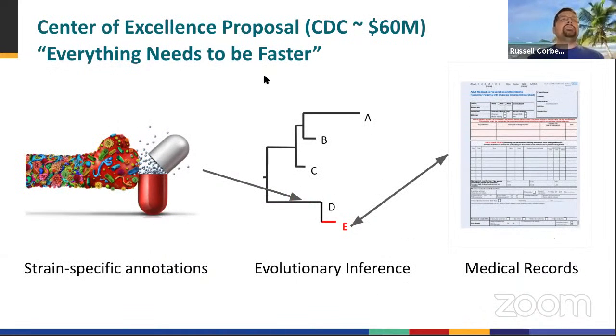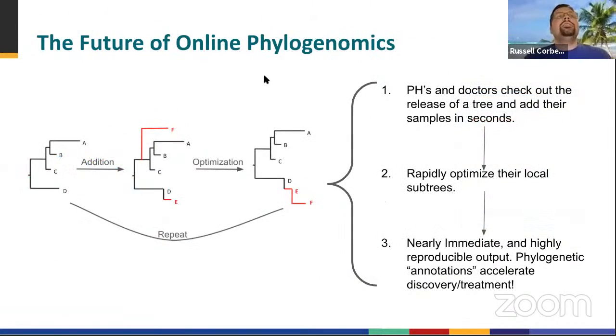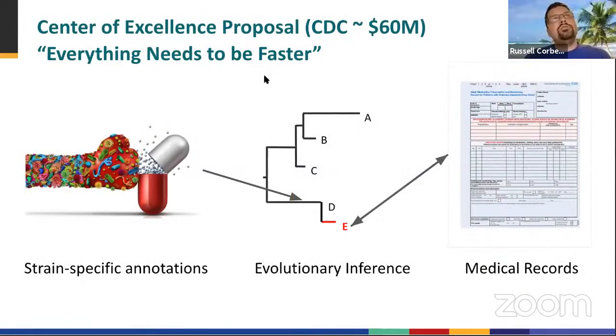So essentially the idea behind this, we're working on right now, is a CDC proposal that I'm tentatively titling "Everything Needs to Be Faster." And so the idea is there are these strain-specific annotations that we'll have. So some are already known, right? For example, in tuberculosis, there are many, many strains that are known to have various different amounts of antibiotic resistance, right? And it's annotated all over the tree. But of course, we also need to be able to generate those annotations.